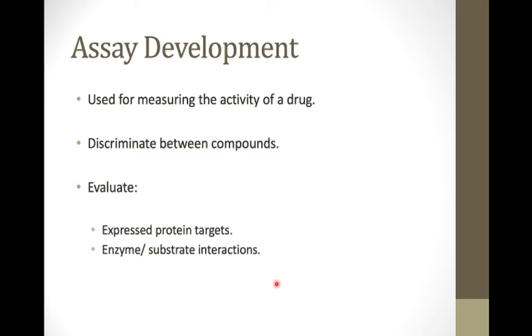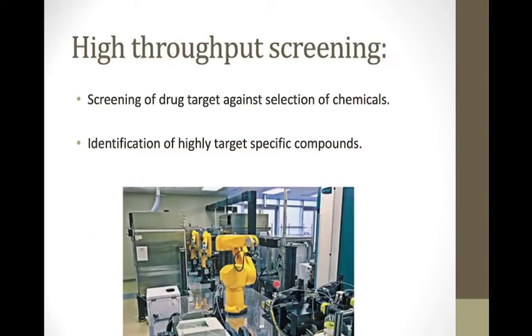In assay development, assays can be used to measure the activity of a drug. We can discriminate between compounds and evaluate whether or not it's going to affect protein targets or enzyme substrate interactions. And then we can use the assays in high throughput screening, and that's the screening of the drug target against a selection of chemicals, and we can then perform the identification of highly target specific compounds using automated robotic screens.